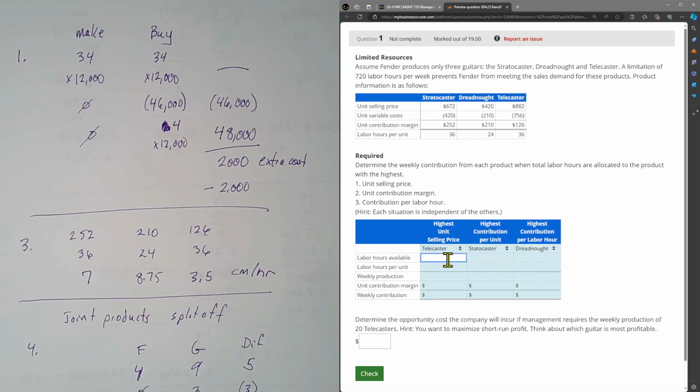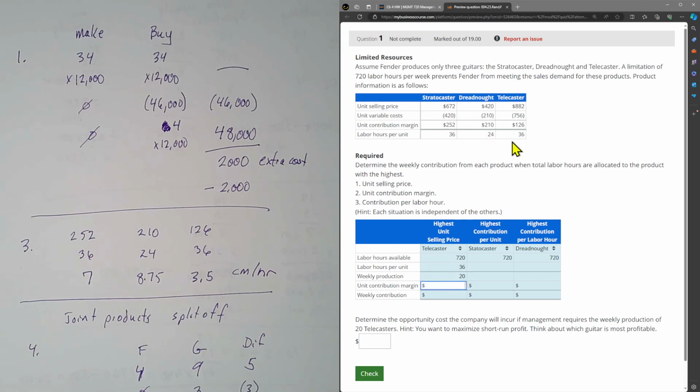Now all you have to do is fill in all these tables. For the Telecaster, it's 36 hours. I'm sorry, total labor hours. So 720 for each of these. And then labor hours per unit is 36. Weekly production, if I did 720 divided by 36, that would mean a total of 20 guitars. The unit contribution margin for the Telecaster is 126, and then I could multiply that out. That'd be 2,520, probably something like that.